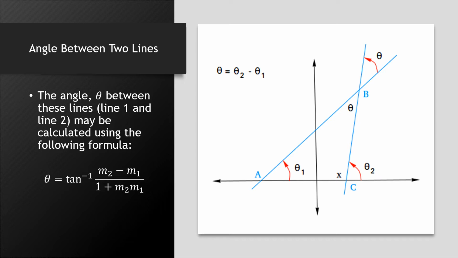Or we could simply get the angle between the first line and the x-axis, and the second line and the x-axis, that is, the angle from the positive x-axis counterclockwise. Then subtract the two and you will get this theta.